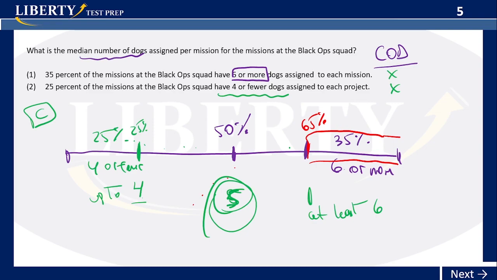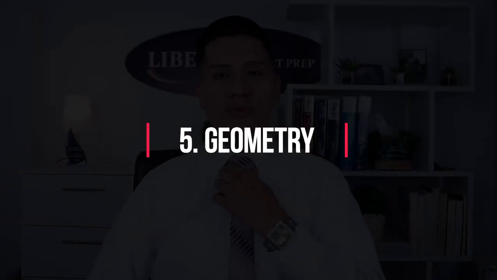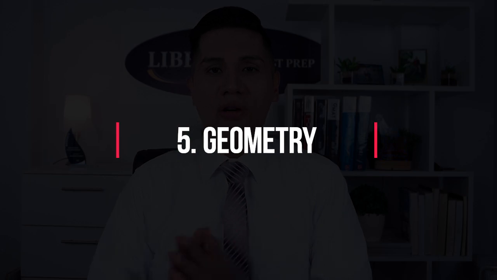So let's go now to the next chapter. Chapter number 5, we're going to talk about maybe, perhaps the most important chapter for the whole quant course, geometry, okay? And this is also the biggest difference between the GMAT, for example, and the executive assessment, right?